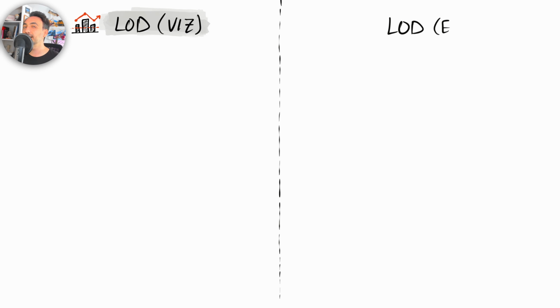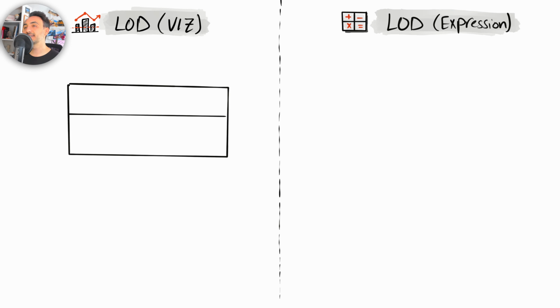Alright, so there are two types of level of details, LOD. The first one is the one that we define inside our visualizations, we call it LOD Viz, and the other one that we define inside the calculations, we call it LOD Expressions. So now let's say that inside the visualizations, we have two dimensions, category and country, and we have the sales.